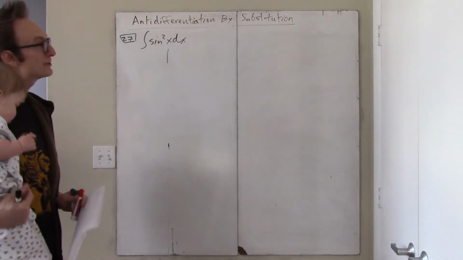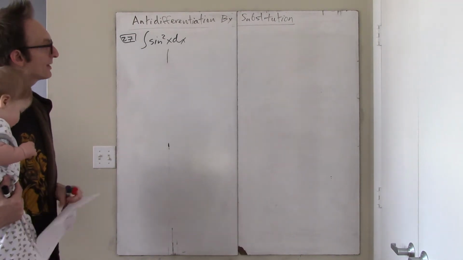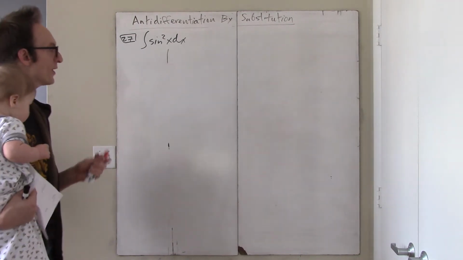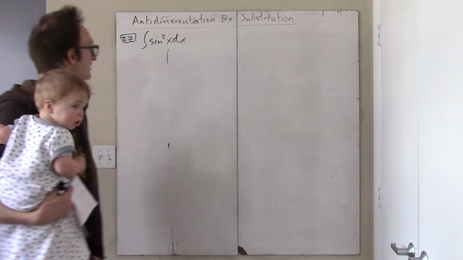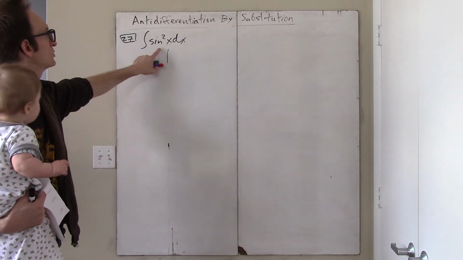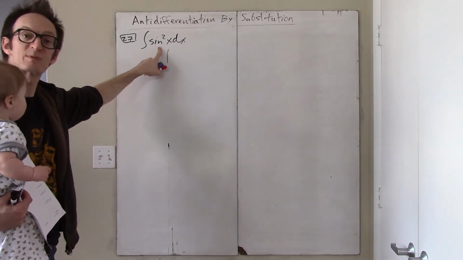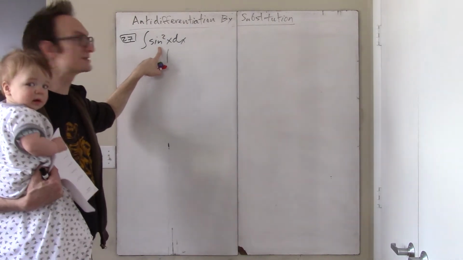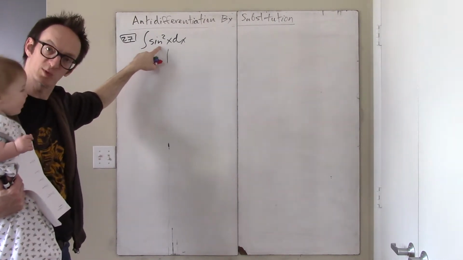We are trying to antidifferentiate sine squared. How are we going to do this? Well, casual methods are just not going to work. If you try to let u be sine, that seems promising, but then the derivative of sine is cosine, and there's just no cosine to be found.